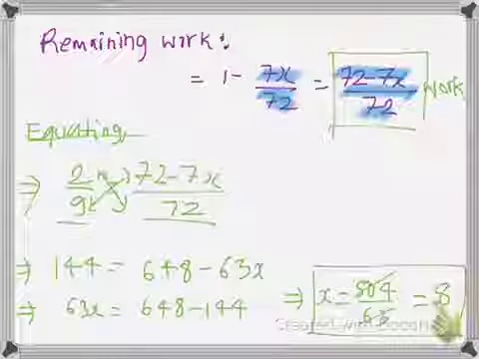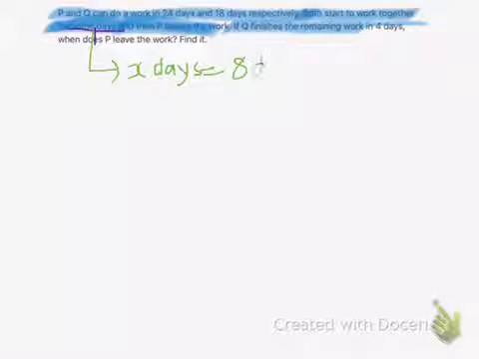Here the some days which we had supposed to be X days, we found it to be 8 days. So both start to work together for 8 days, and then P leaves the work, meaning P and Q together have worked for 8 days. So when does P leave the work? P leaves the work after working for 8 days, which is our answer.